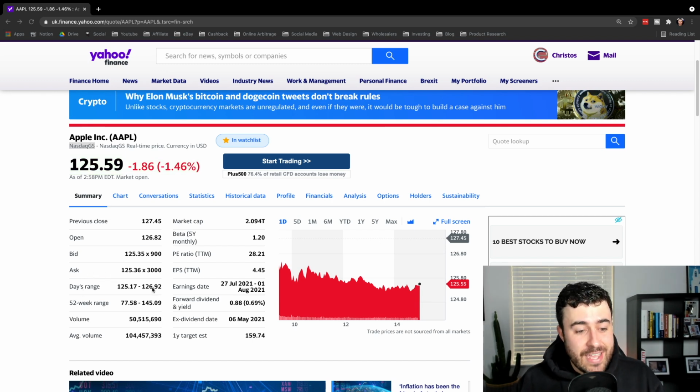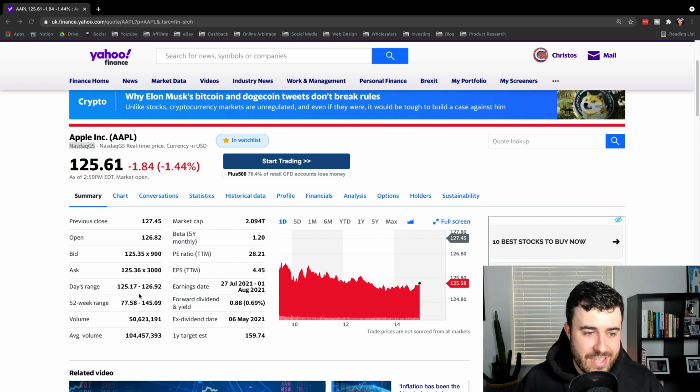Next up is the day's range. This is a really simple thing to understand. This is basically the range that this stock has traded at today. As you can see here, $125.17 is the lowest that the stock has been to today, and $126.92 is the highest this stock has been to today. So in between, it's been trading between these two numbers.